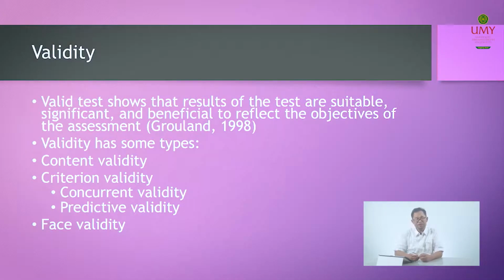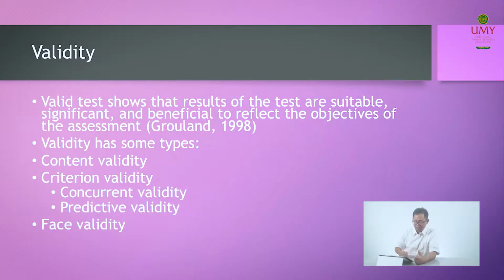Validity has some types. The first one is content validity. Content validity is related to the content, whether the content is in accordance with the objective or not. If the content of the test is in accordance with the objective of the lessons, then it has content validity. The next one is criterion validity. Criterion validity can be divided into two: concurrent validity and predictive validity.